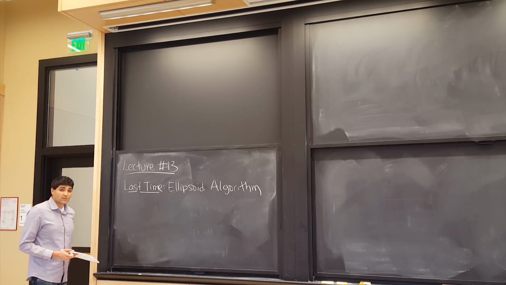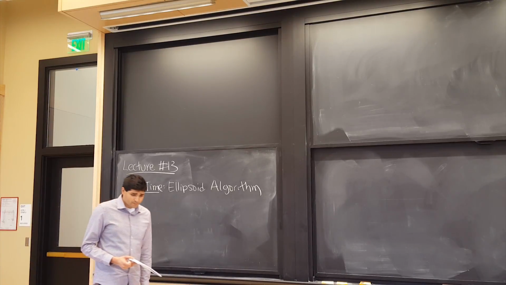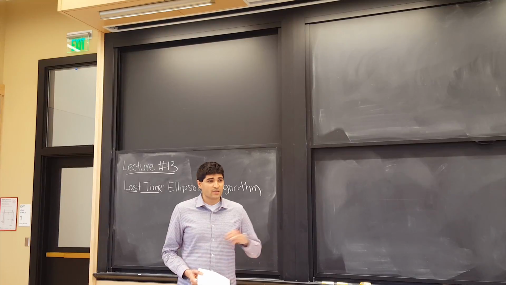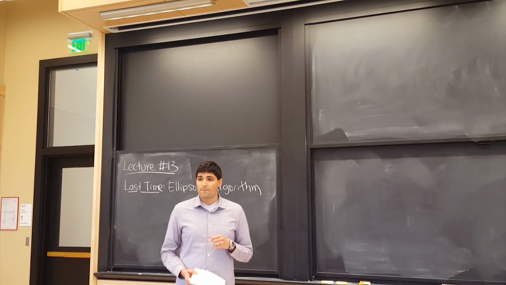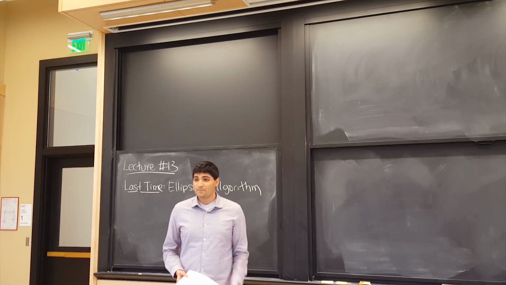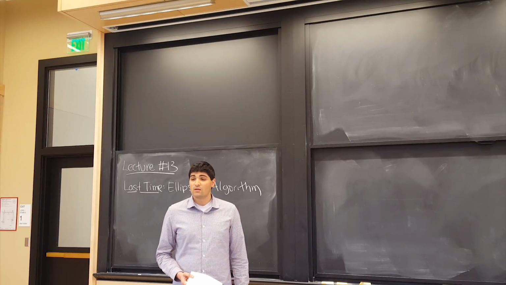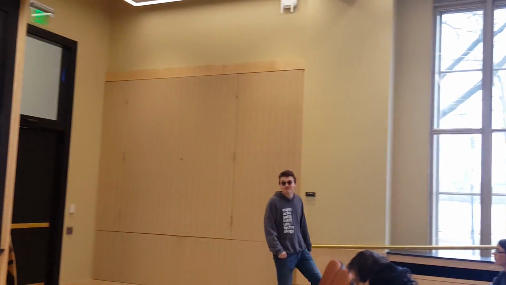Last time we talked about the ellipsoid algorithm. So who can give me a short description of one of the main takeaways from the ellipsoid algorithm? Yep. Now we can determine if our convex set of feasible solutions is not empty. Yes, exactly.